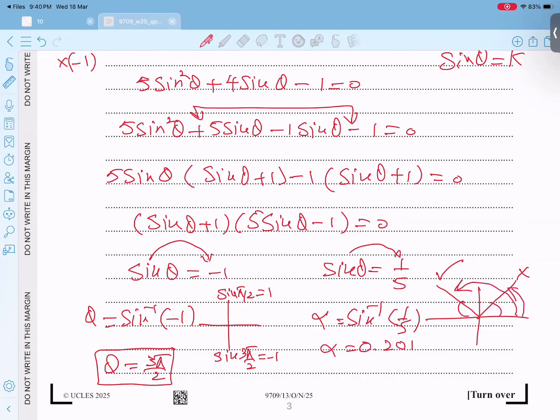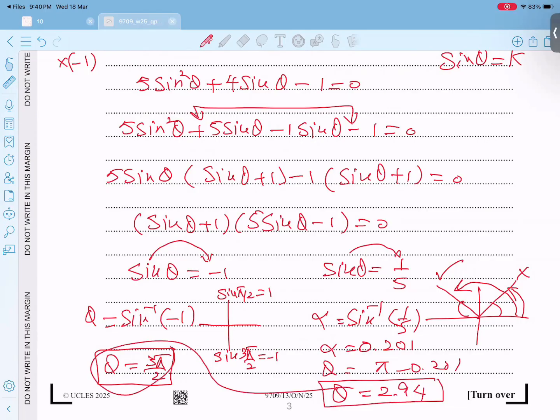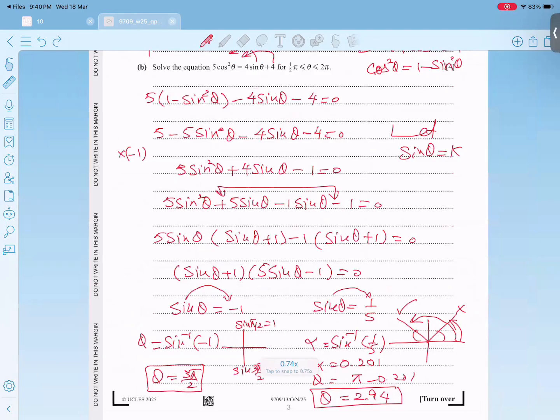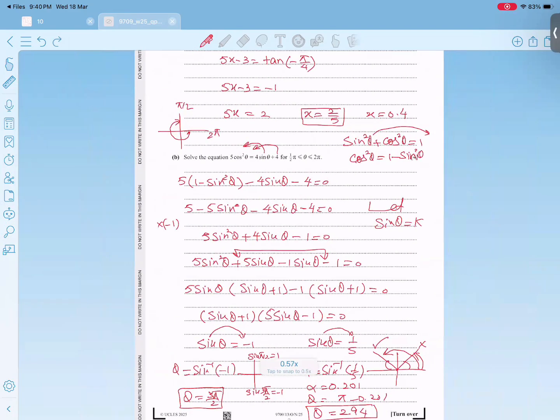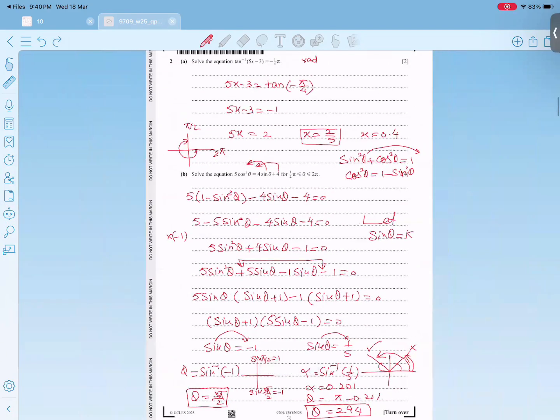So I can say that theta is equal to pi minus 0.201. If I subtract this value from pi, I'm getting 2.94. So my answer number 2 is 2.94. This is my answer, and this is my other answer. So I hope the concept is very clear. And the first part, if you write in pi form or in 3 SF form, both are correct answers. I hope the concept of the question is completely clear.